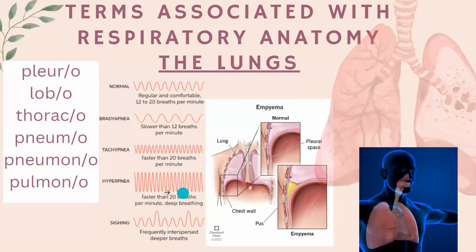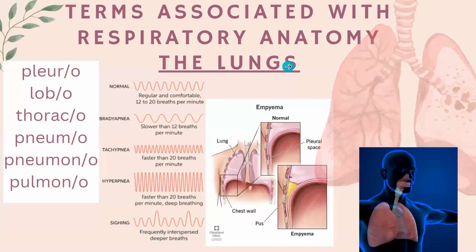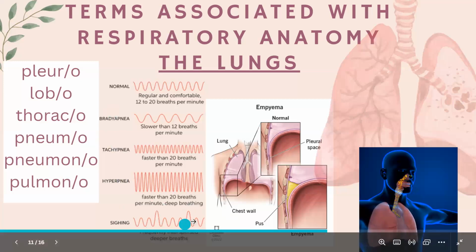So you see the amplitude of our lines show the depth of our breath. And then sighing is very similar to what you think about if you were going to sigh on purpose. So if you think of a sigh, you're doing kind of a deep breath in, blow it out. So this sighing is not necessarily intentional. It's when we get a few deeper breaths kind of randomly interspersed within our normal breathing.